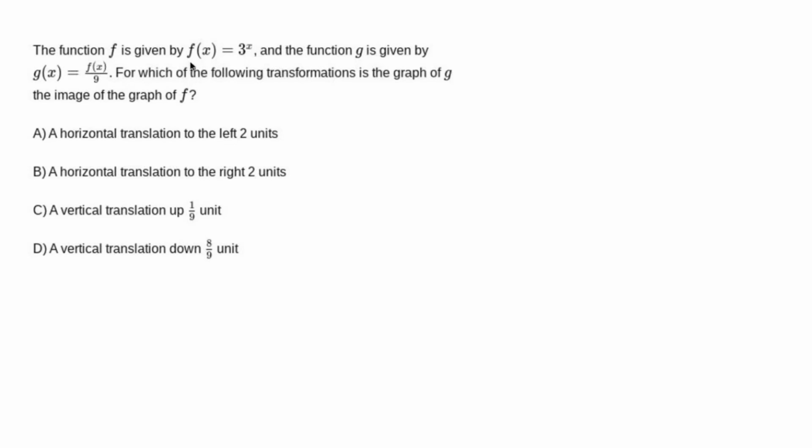The function f is given by f of x equals 3 to the x, and the function g is given by g of x, which is f of x over 9. For which of the following transformations is the graph of g the image of the graph of f?